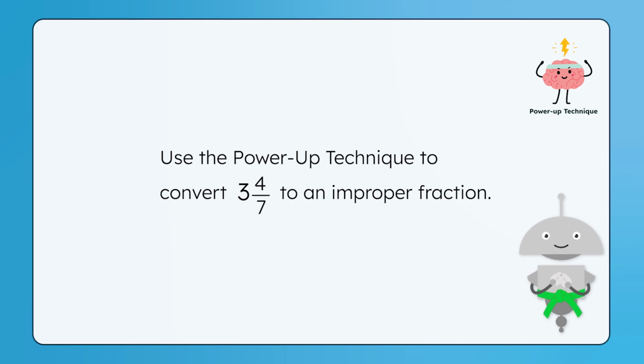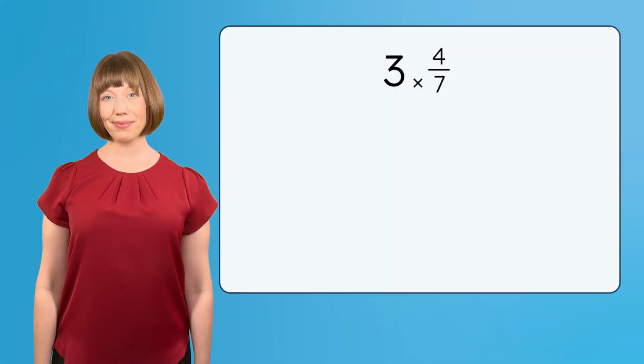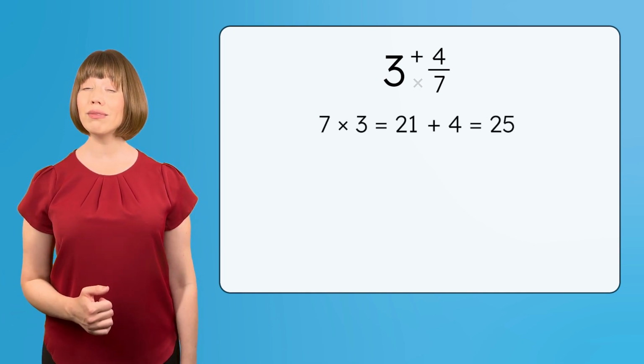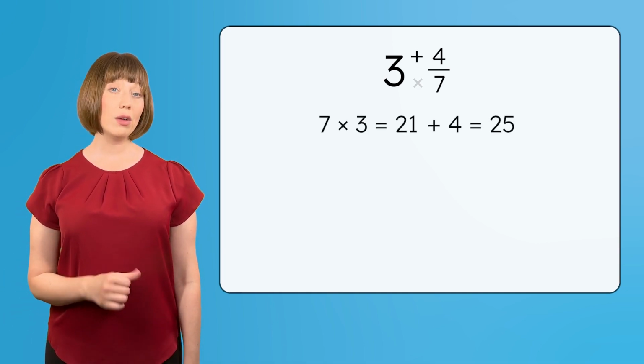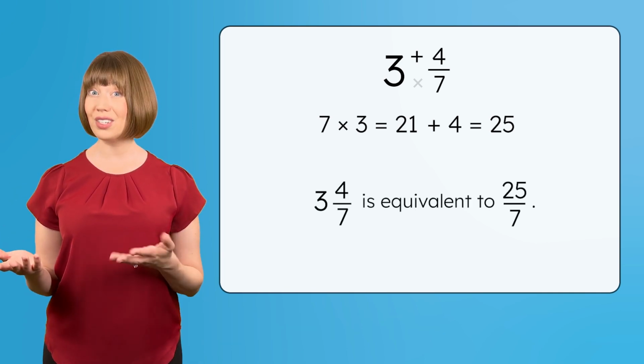Pause here to try this power-up technique with 3 4/7 in your guided notes. Seven times 3 equals 21, plus 4 equals 25, which means 3 4/7 is equivalent to 25/7.